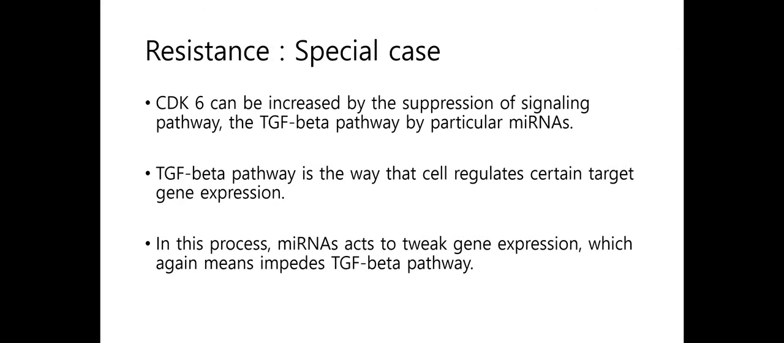And there is one special case for the resistance to palbociclib. The number of CDK6 can be increased by the suppression of a signaling pathway named the TGF-beta pathway by particular microRNAs. The TGF-beta pathway is a very complex signal pathway. Here you just need to know it as the way that a cell regulates certain target gene expression. For this case, maybe it is related to regulating the number of CDK6, maybe as a target gene.